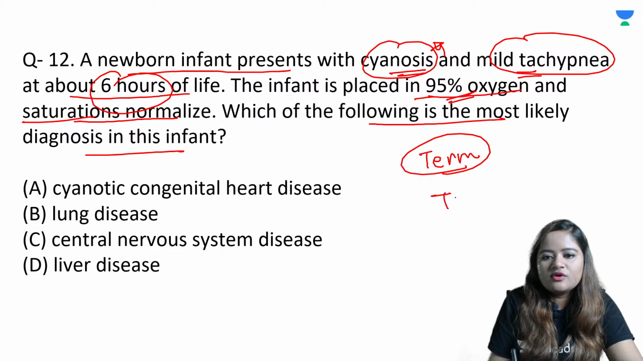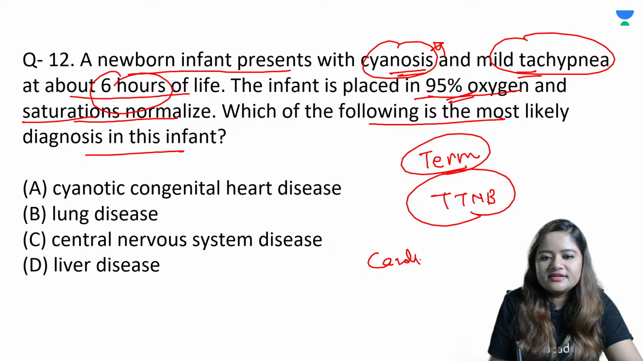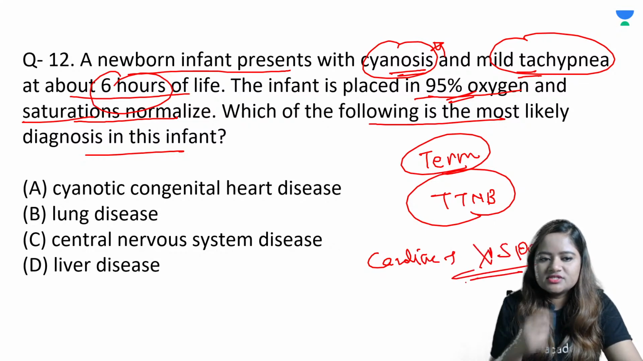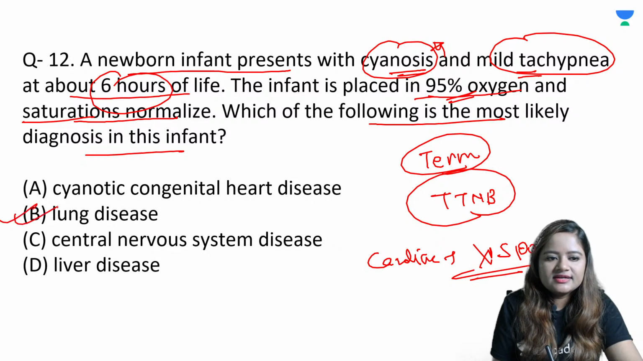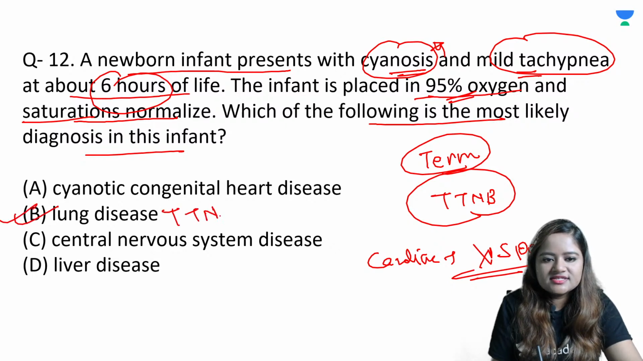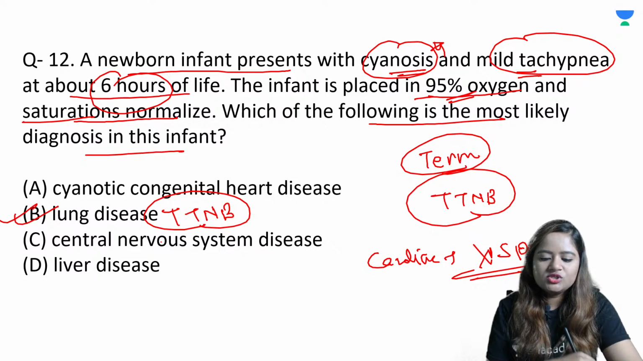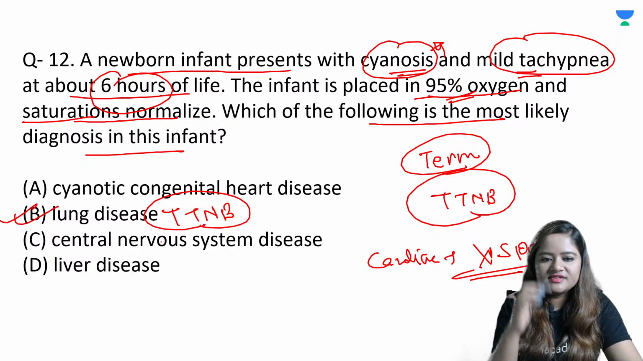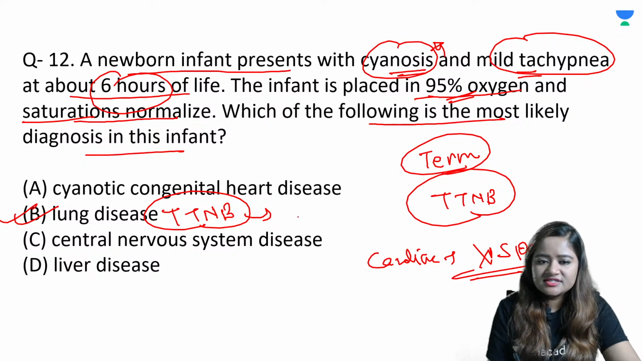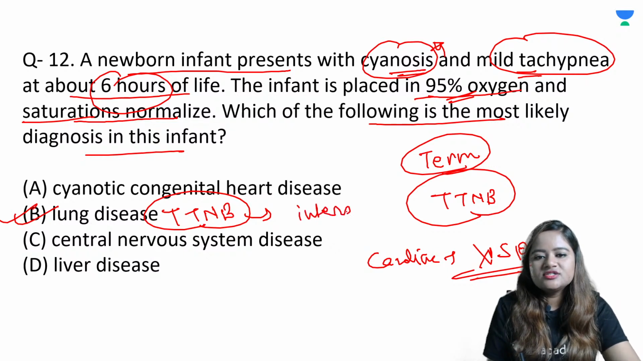So that means we are talking of TTNB and not of any cardiac condition. Had it been a cardiac disease, we would not have found a normal SpO2 after giving oxygen supplementation. So it is a lung disease, characteristically transient tachypnea of newborn, which will get normalized after some time once the baby has washed off the interstitial edema and there is no fluid accumulation in the lungs.